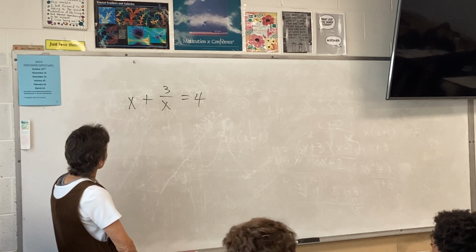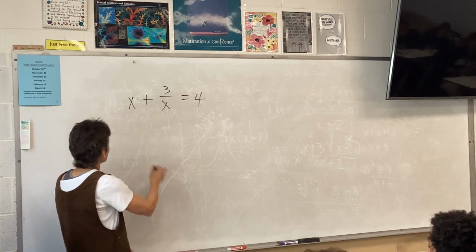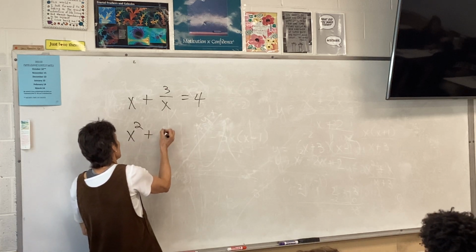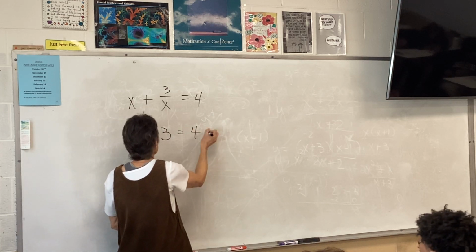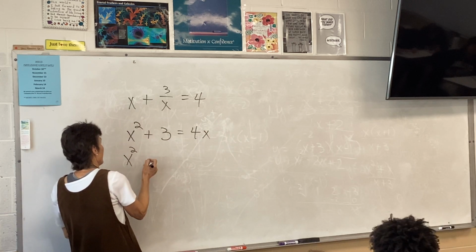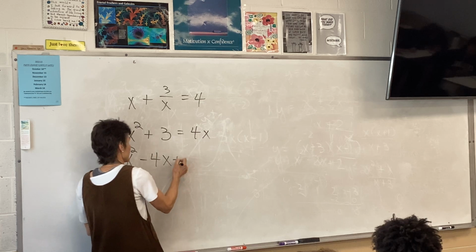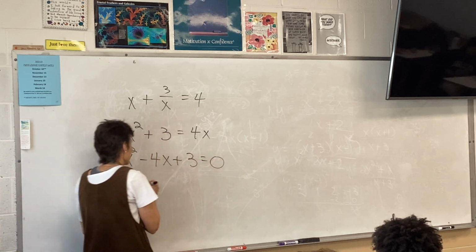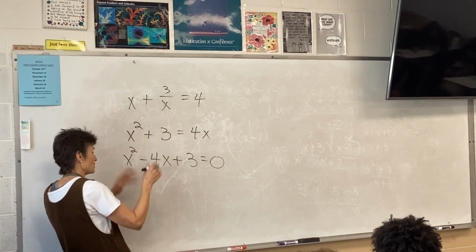So what would you recommend? Multiply by X. I think that's a great idea. That's exactly what I would do. Then I would get it set equal to 0. And then it's a quadratic, so I'm gonna do something.